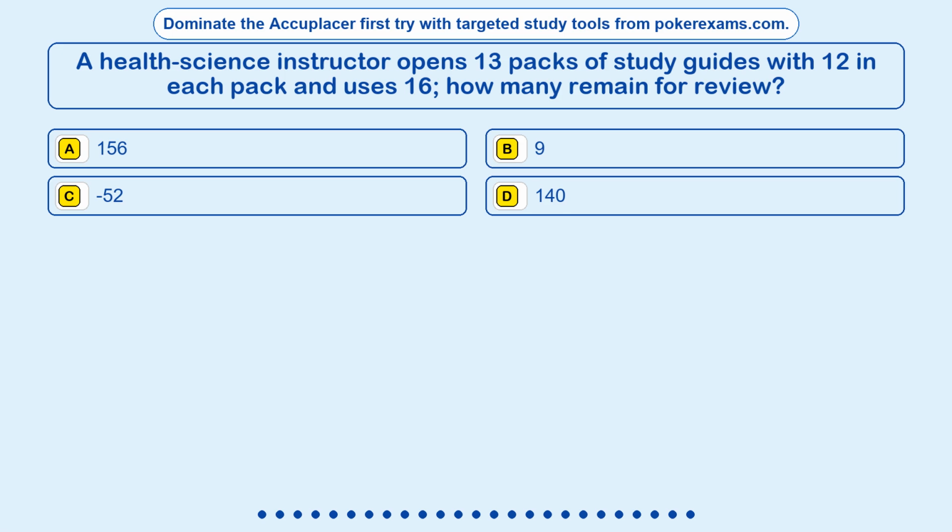Question 1. A health science instructor opens 13 packs of study guides with 12 in each pack and uses 16. How many remain for review? Option A, 156. Option B, 9. Option C, -52. Option D, 140.